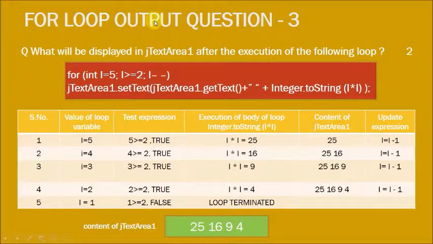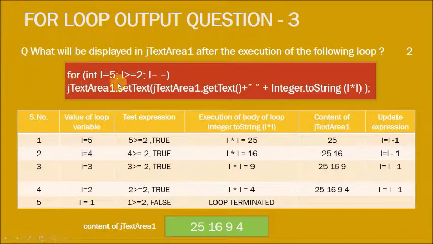So one more question is there for loop output, question number 3. Now the question is, what will be displayed in jTextArea1 after the execution of the following loop? And this question is generally of 2 marks. The loop is: for (int i = 5; i >= 2; i--). Within the body of the loop, the statement is jTextArea1.setText(jTextArea1.getText() + " " + Integer.toString(i * i)).